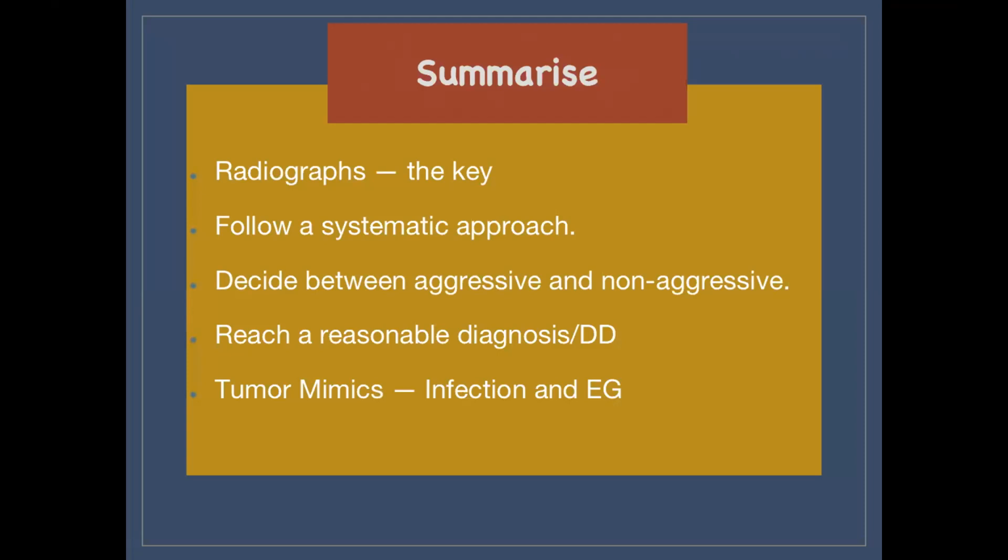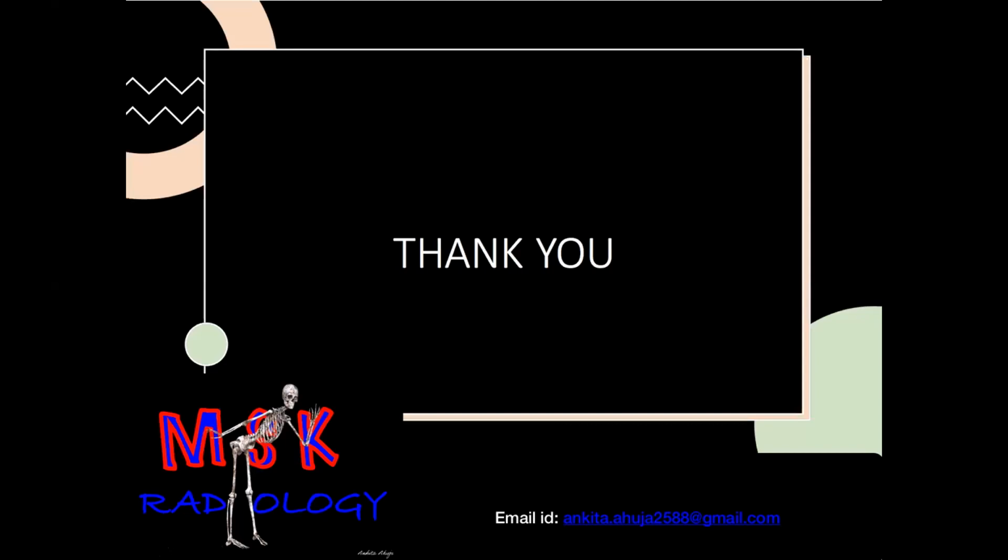So just to sum up, do not miss the radiographs. Radiographs are the most important thing to be evaluated whenever you are looking at any case. You should start with radiographs, following which you follow a systematic approach. Look at location, age, identify the lesion, decide between aggressive and non-aggressive based on your periosteal reaction and zone of transition. Look at the rest of the features and come to a reasonable diagnosis or a differential diagnosis. And never forget your tumor mimics, which are infection and eosinophilic granuloma. Thank you so much.